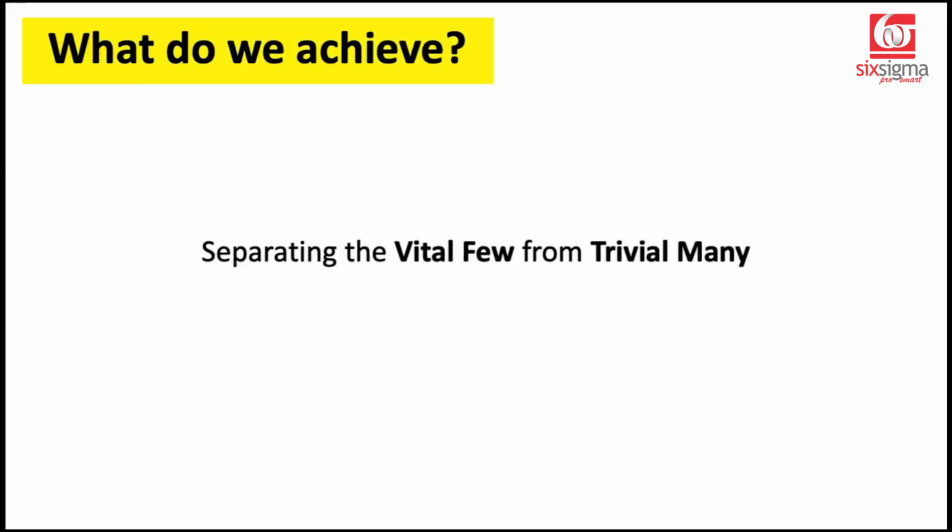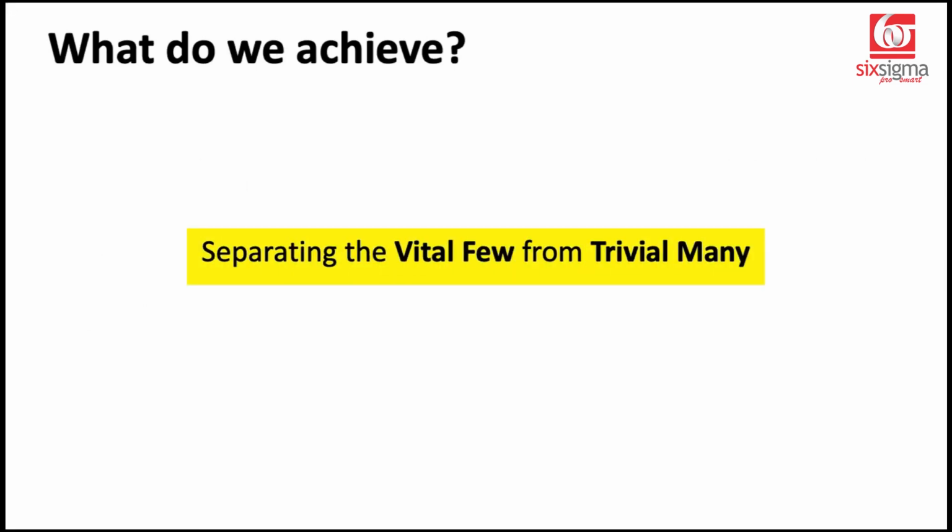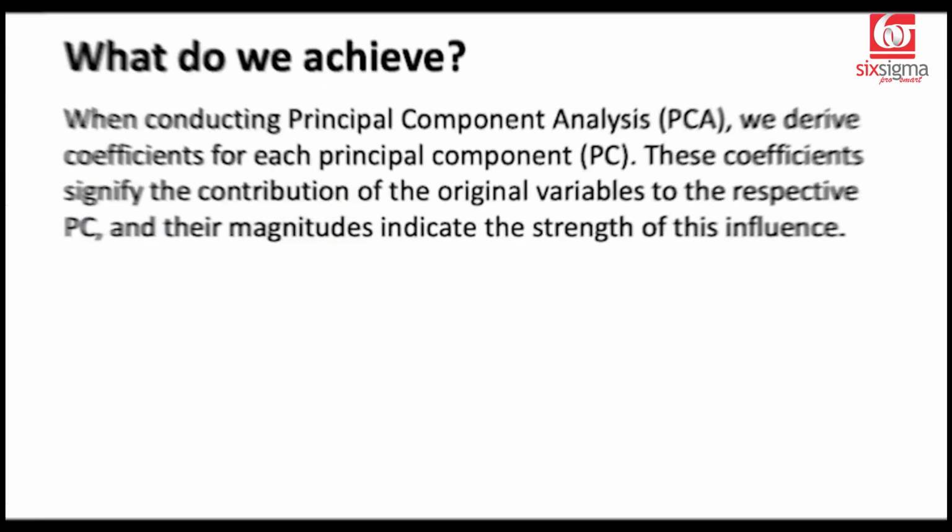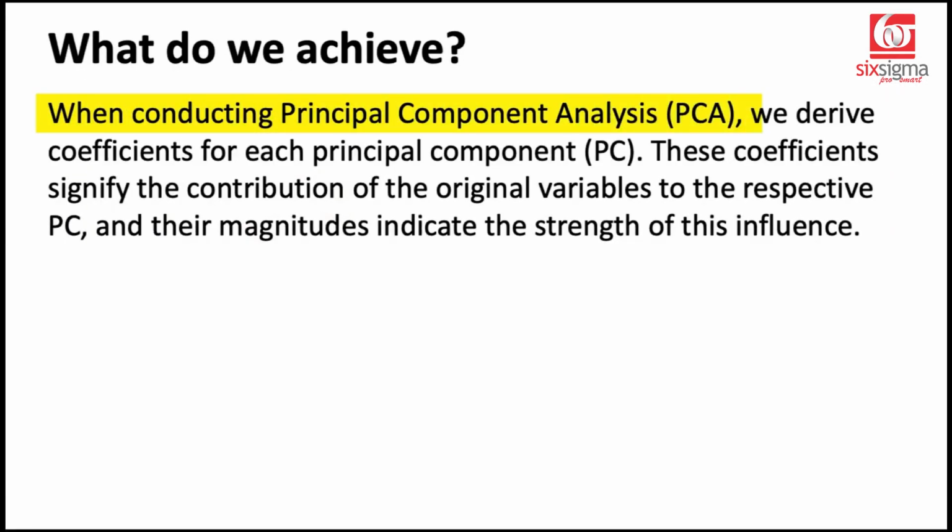So what does it help us achieve? It helps us separate the vital few from the trivial many. The example we took was a toy example. Just to illustrate, we took an example of 4 partners. But in the real world, this could be 40 features, which you can cut down to maybe 5 or 6 important features, which are the vital few, compared to the 40 overall features, which were the trivial many. When we are conducting principal component analysis, we derive the coefficients for each principal component.